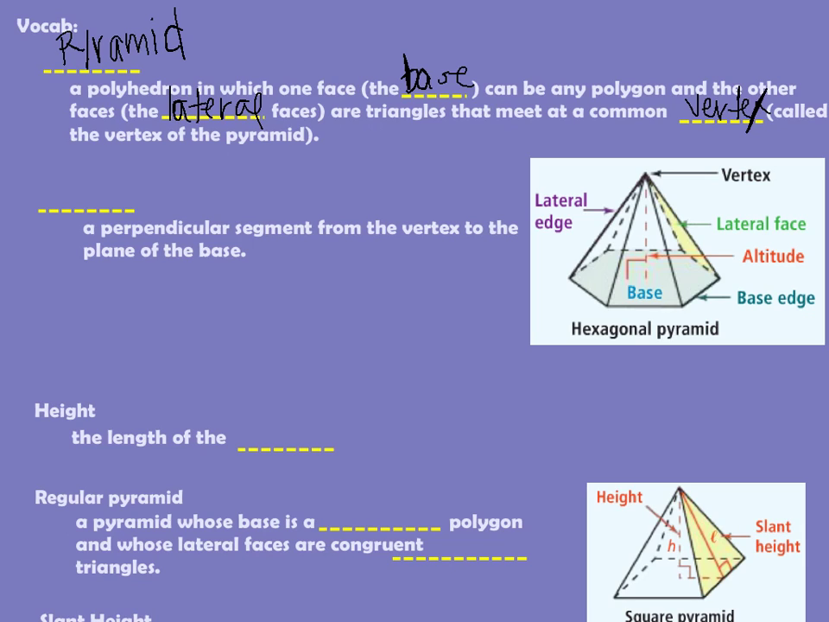Next, a perpendicular segment from the vertex to the plane of the base. Well, the hint here is perpendicular segment. We're talking about the altitude. So looking at the diagram over here, here's our altitude. It goes from the vertex to the plane of the base. And it's perpendicular. It creates this right angle. Now the height down below, this refers to the length of the altitude.